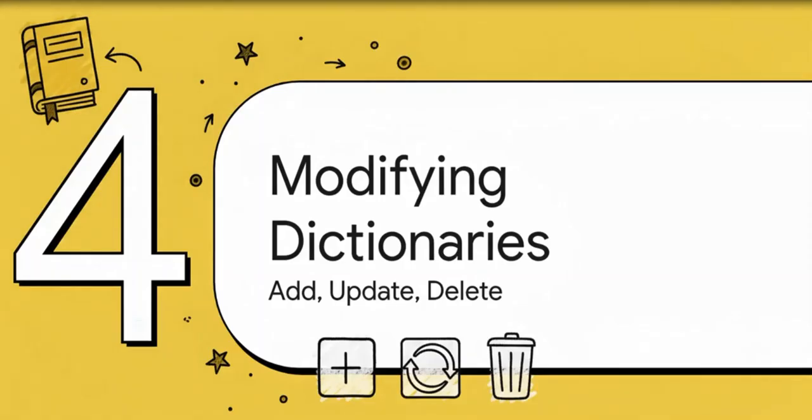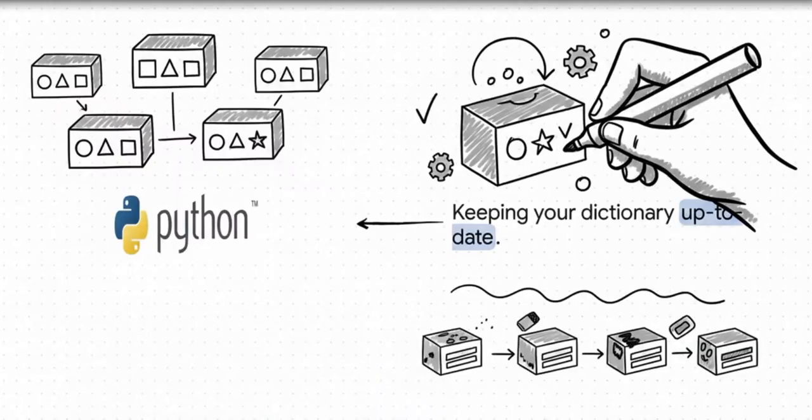All right, remember how we said dictionaries are mutable or changeable? Let's see that in action. We're going to walk through how to add new stuff, update what's already there, and get rid of things you don't need anymore. You know, in the real world, data is never set in stone, is it? Things are always changing. So knowing how to keep your dictionary up to date is absolutely crucial for writing useful programs.